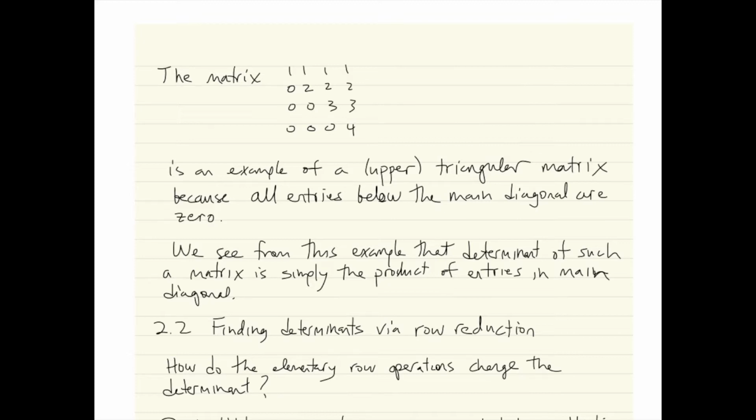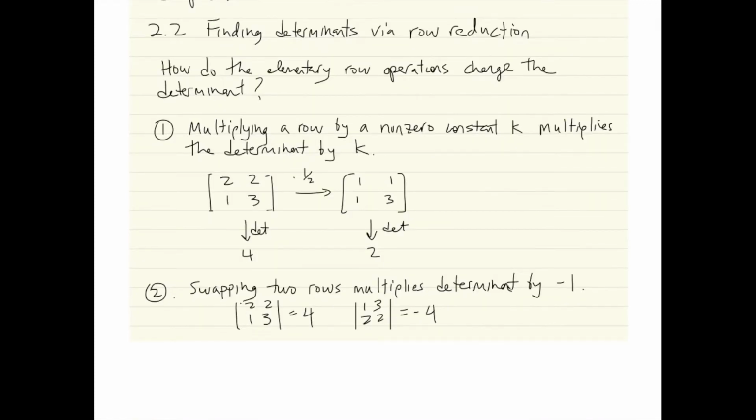And so a natural question is, how do the elementary row operations change the determinant? Maybe we can use row reduction to find out the value of the determinant. And it turns out, yes, we can. So let's recall the elementary row operations. There were 3 of them.